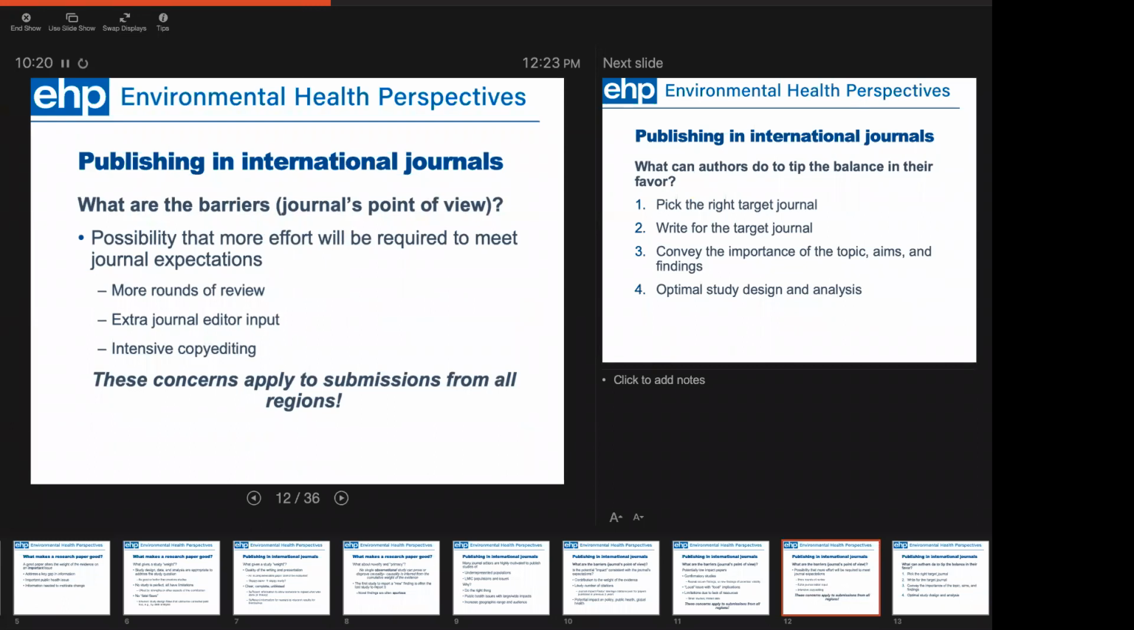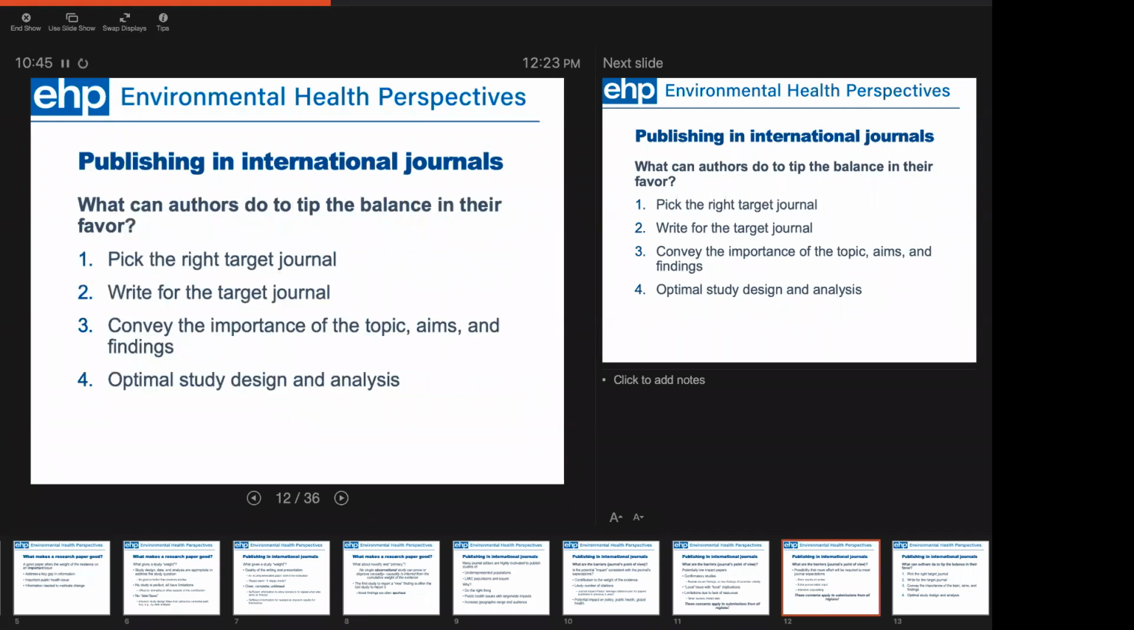Another thing to consider is the amount of effort that will be required to meet journal expectations. We also have limited resources that we can provide. So will we have to do more copy editing? Will the editors have to spend more time? Will a paper require more rounds of reviews? These are things that we have to weigh against our desire to publish more papers.